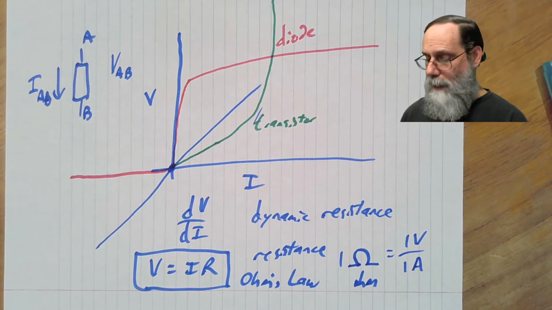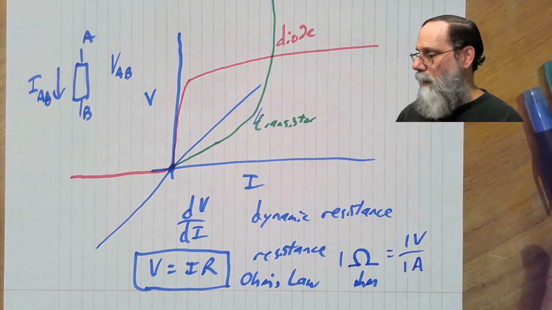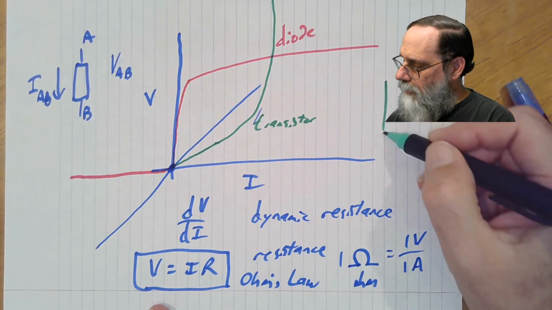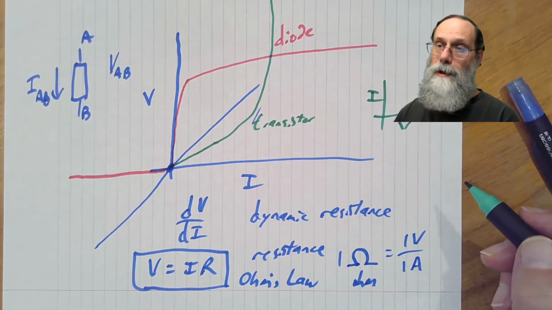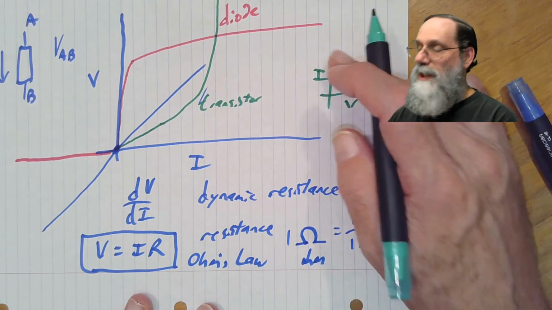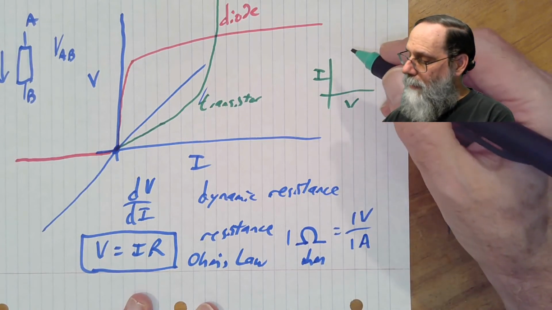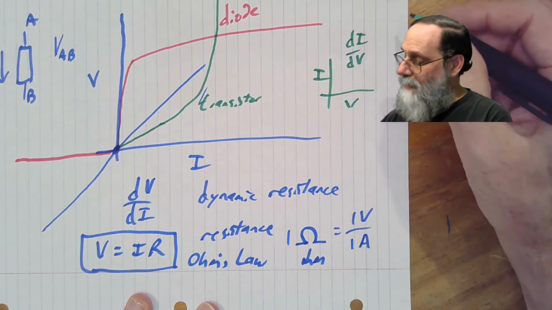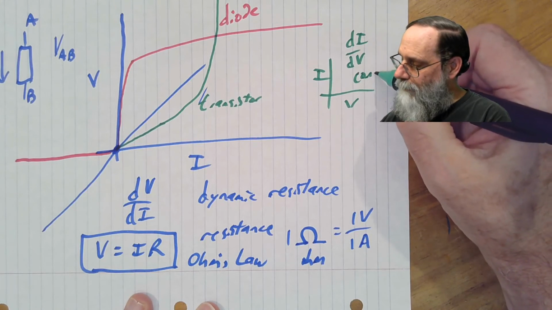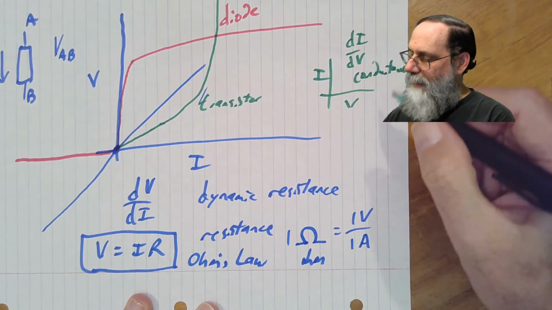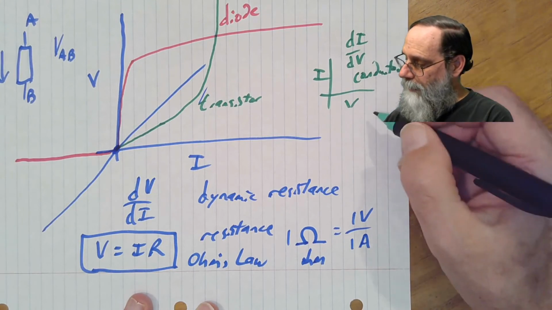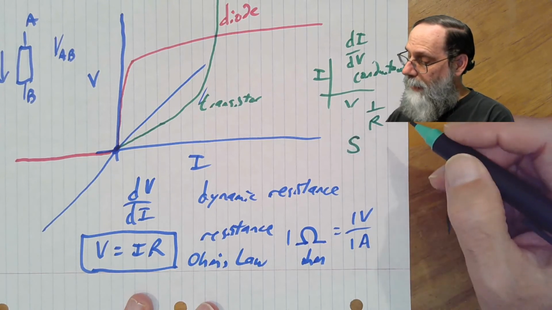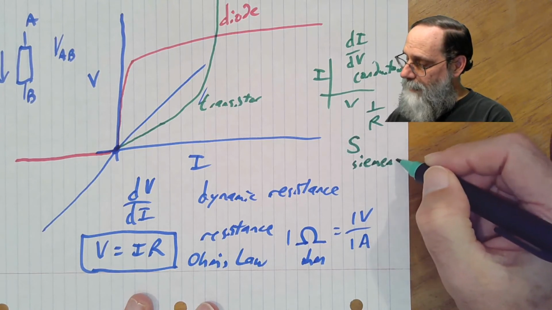There is a common tendency for people doing electronics to want to plot current versus voltage. And when you plot it with the axes swapped like this, then dI/dV is called conductance, and the slope there is 1 over the resistance. The unit for that is capital S, and it stands for Siemens.